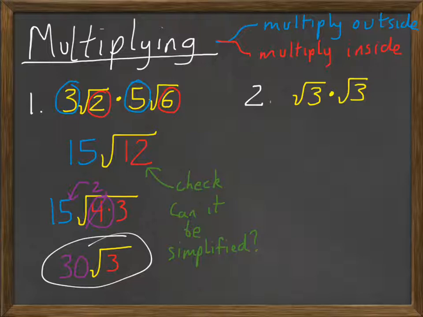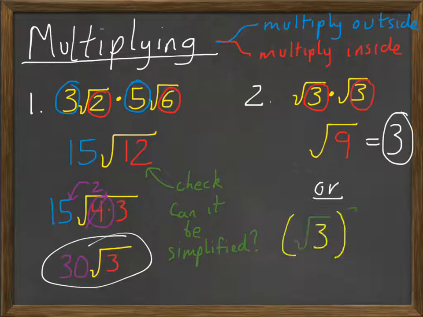Okay, let's look at number 2. This looks simple. Square root of 3 times square root of 3. Well, there are no numbers on the outside. It's just a coefficient of 1. I'll multiply the insides. I get square root of 9. Well, what is the square root of 9? Square root of 9 is just 3.